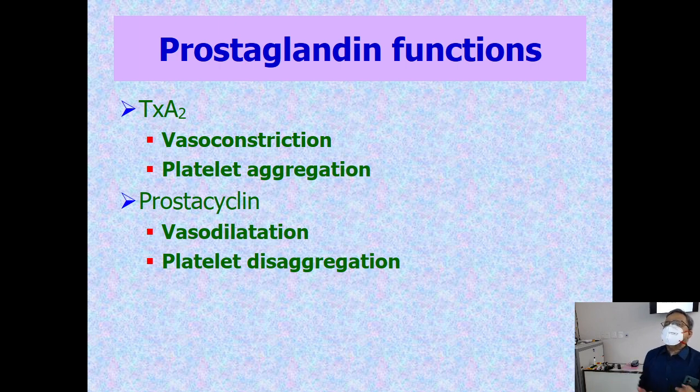So what produces thromboxane A2? Typically platelets. Platelets have the enzyme thromboxane A2 synthase, and endothelial cells have the prostacyclin synthase. So one is trying to attack, the other is trying to defend. Remember it that way. The enzymes are present at different cells or different places, and their function is different.